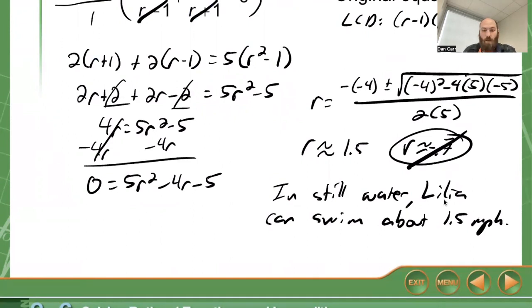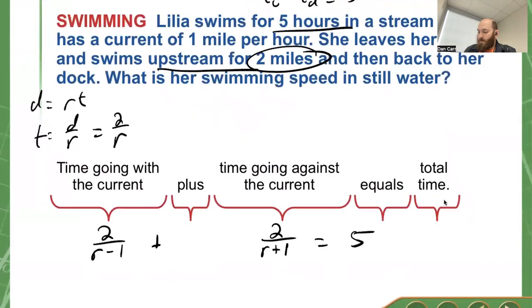Okay. So again, with this setup here, we're modeling time as distance over rate because we know the total time it takes to go up and downstream. But what changes is the rate based on going upstream or downstream. Going upstream, your rate's going to be slower because you're fighting against it, but going downstream, it's going to be faster because you're traveling with the current.